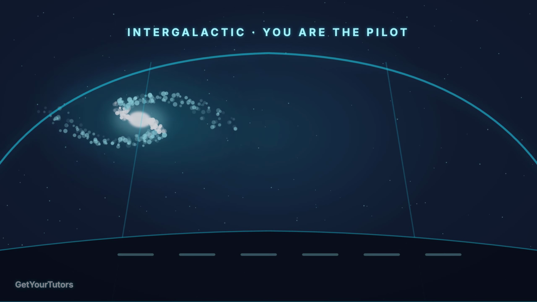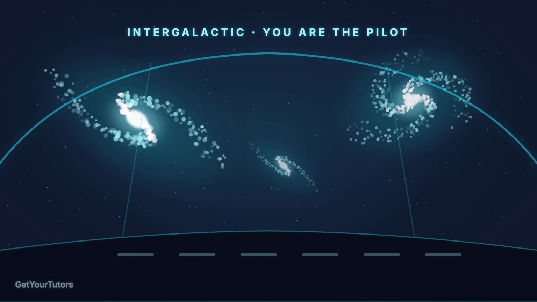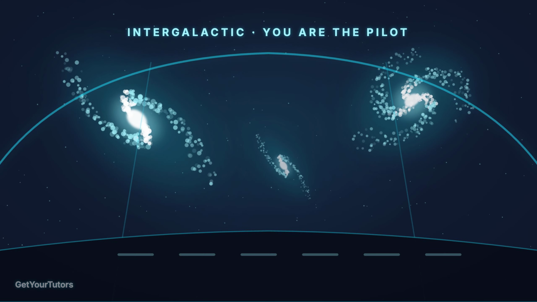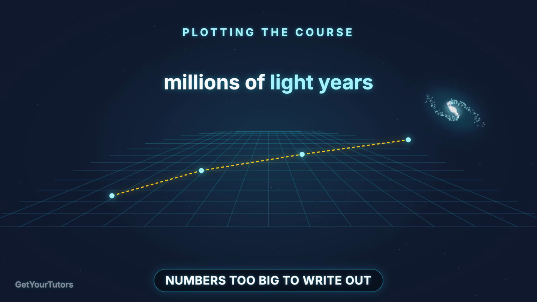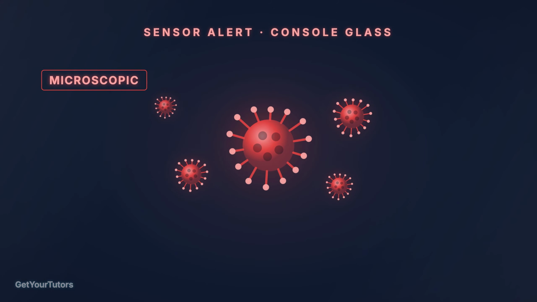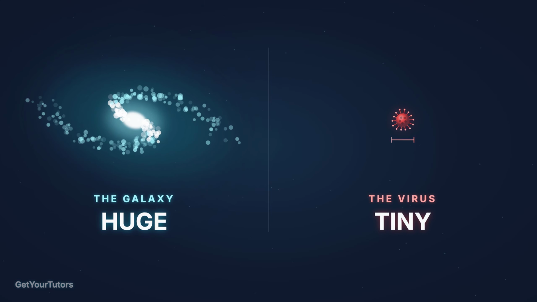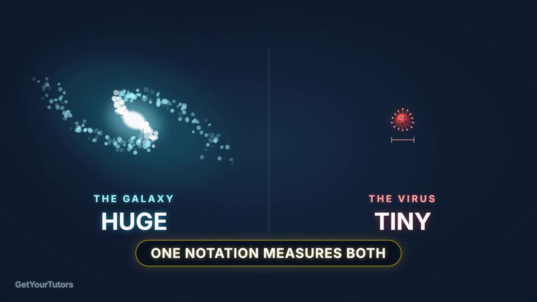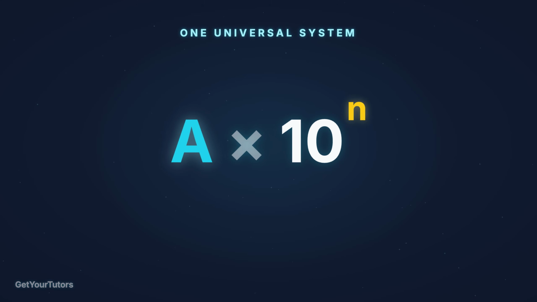Imagine you are the pilot of a futuristic intergalactic spaceship, navigating across the vast dark universe to discover completely unknown distant galaxies. To chart your course, you must calculate massive distances, traveling millions of light years across the universe in a single hyperspace jump. But suddenly, the ship sensors detect an incredibly tiny microscopic alien virus rapidly spreading across the smooth glass of the main control console. You need one mathematical system to measure the massive distance of the galaxy and the incredibly tiny size of the microscopic virus perfectly. In math, this universal system is called standard form.